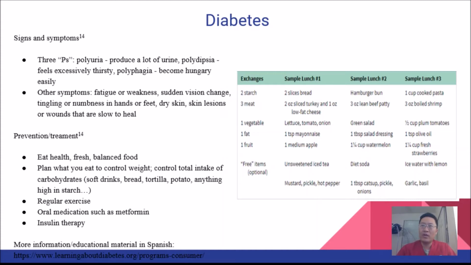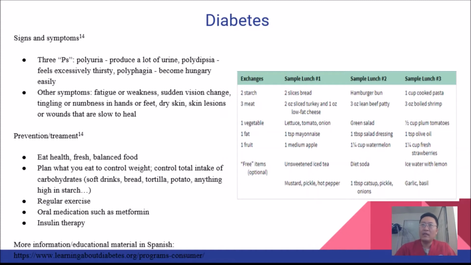So the table on the right shows 3 sample meals that are balanced. For example, here it suggests you take 2 portions of starch, 3 portions of meat, 1 portion of vegetable, 1 portion of fat, 1 portion of fruit. So it gives you a sample lunch.